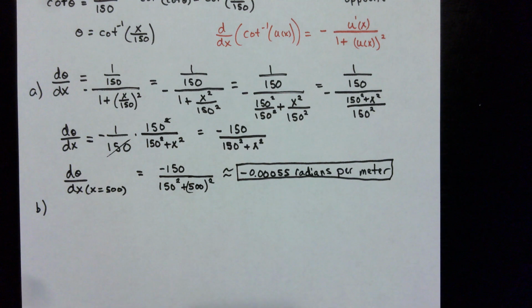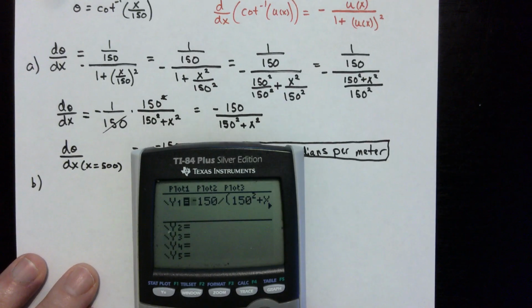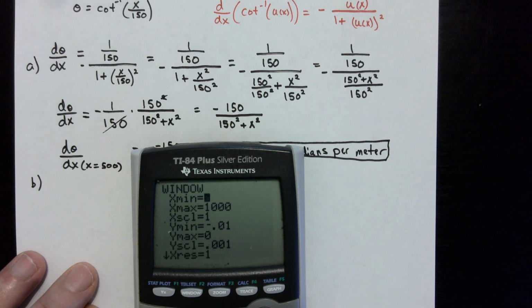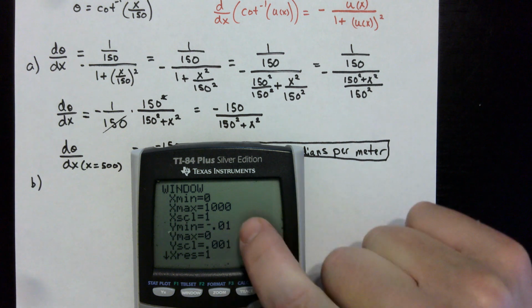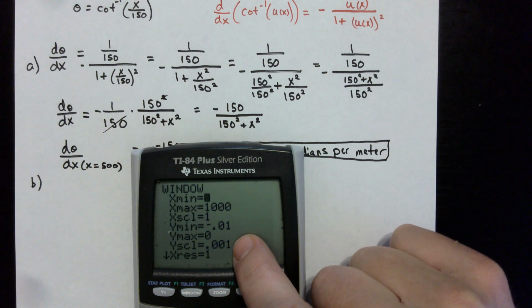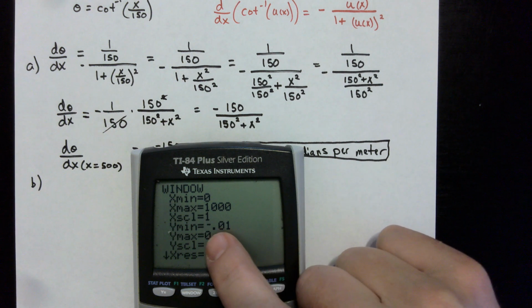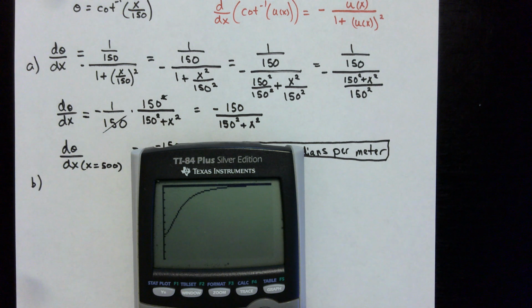I am going to type in the function. Here it is. This is the derivative function. I got it typed in there. And my window, I had to play around with the window until I could find a good window, but here's what I used. The x min is 0, x max is 1000, the y min is negative 0.1, and my scale is 0.001. And my y max is 0. If you're using this calculator, make your window look like this before you graph it, and then when you graph it, it's going to look like this.